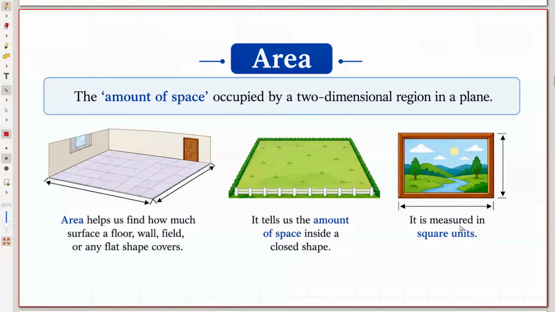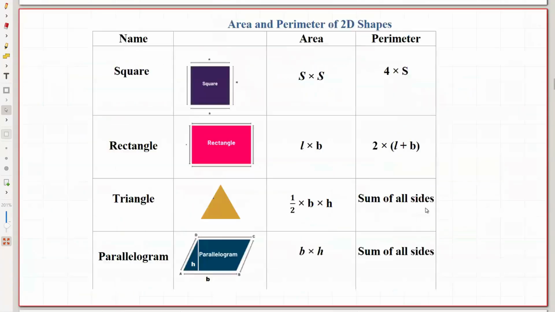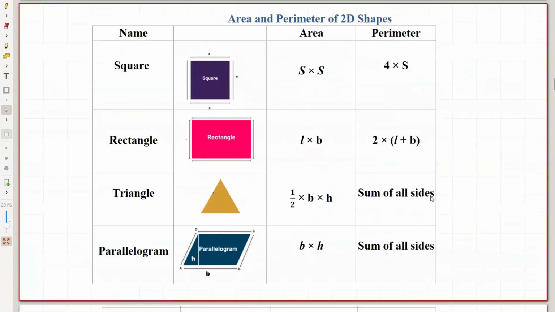Perimeter uses the same unit. Centimeter means centimeter, meter means meter. Here, for area, we take the square unit. Centimeter means centimeter square, meter means meter square. So in the chapters you must know some area formulas.